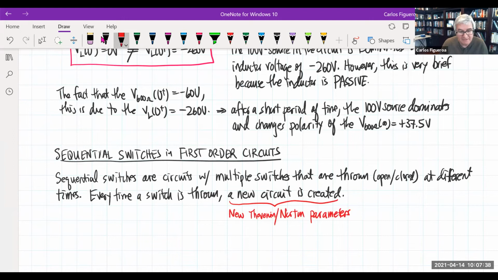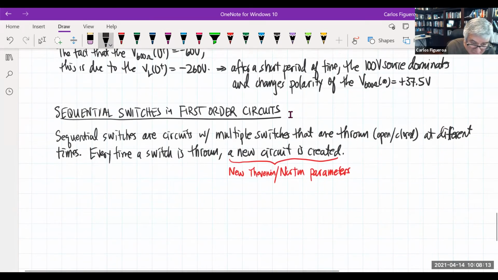And remember what that means. If I'm talking about a capacitor, then I'm going to have multiple VOCs. I'm going to have multiple R Thevenin resistances. And I'm going to have multiple time constants. If I have a Norton circuit, I'm going to have multiple I short circuits as well as multiple Norton resistances and time constants.